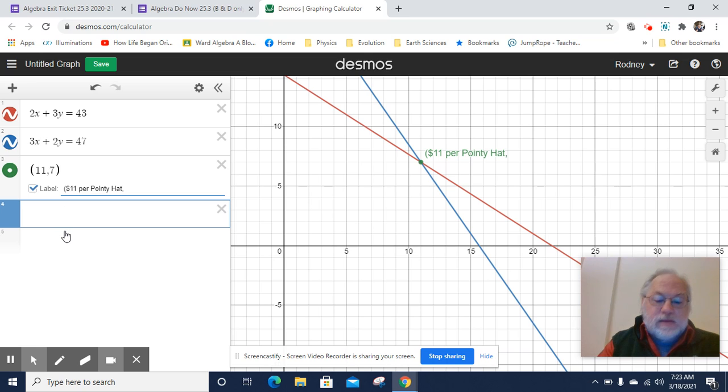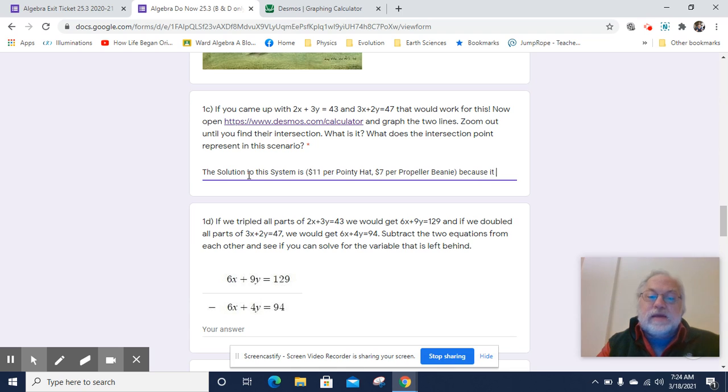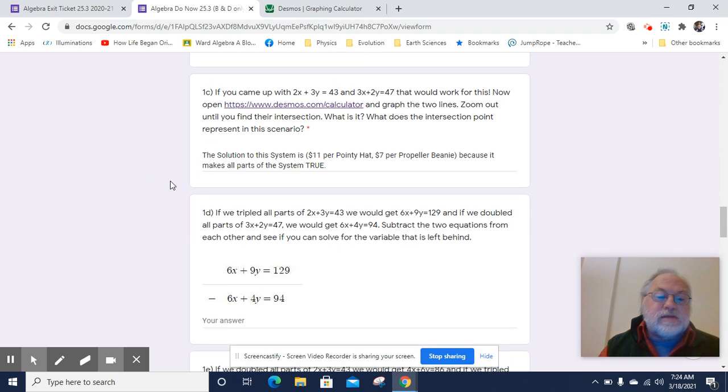and $7 per propeller beanie. Okay, and that's good because you can afford more propeller beanies that way, and that'll allow you to fly. So that's awesome. Okay, so let's go back in here, and that is our solution. The solution to this system is this, because it makes all parts of the system true. And that is what makes something a solution.